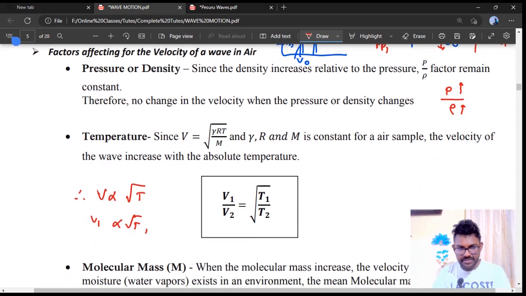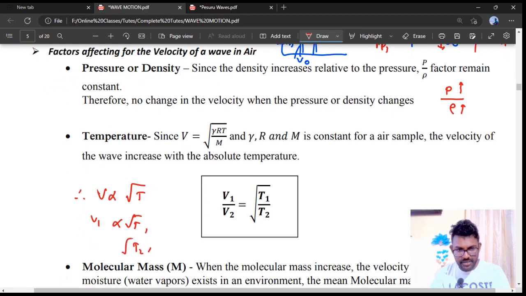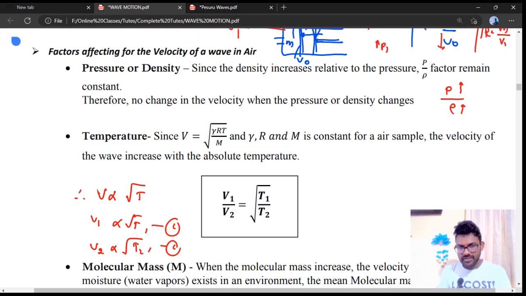If I just increase or decrease the temperature, that will be T2. Then the new velocity V2 will be proportional to the root of T2. You can divide one by the other like this, right? So if you know the temperature in one case and the velocity in one case, and you are asked to find the velocity in another case when the temperature is given, you can use this relationship, right?